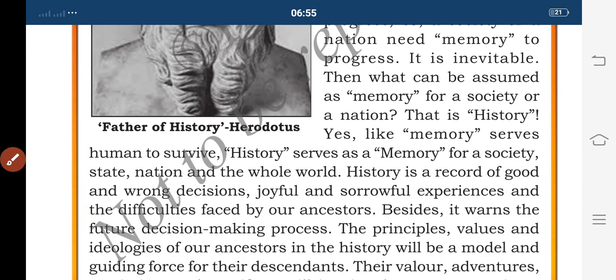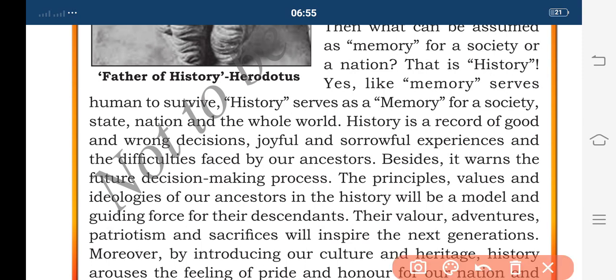History is a record of good and wrong decisions, joyful and sorrowful experiences, and the difficulties faced by our ancestors. Besides, it helps future decision making and progress. Okay. Next, the principles, values, and ideologies of our ancestors in history will be a model and guiding force for their descendants.